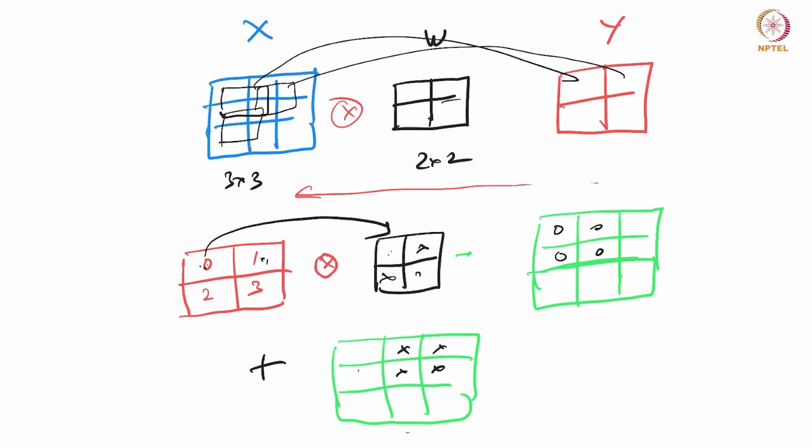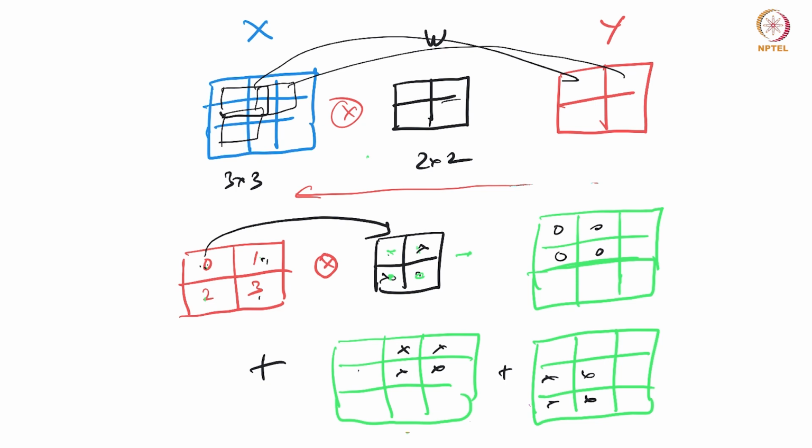Similarly, I'll do just one more to show what's happening. If you take 2 and multiply it with this element, this element, this and this, all these 4, you will get 4 numbers here.